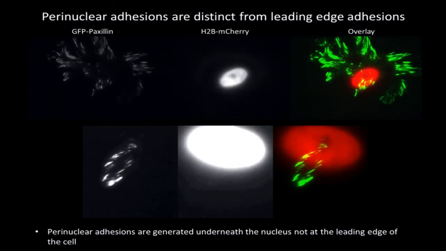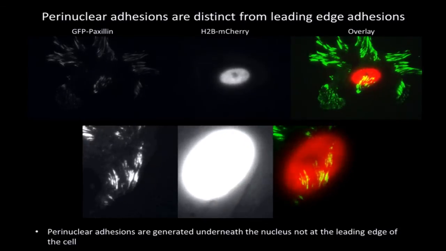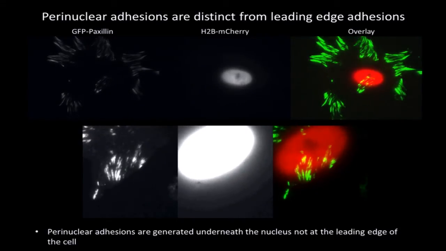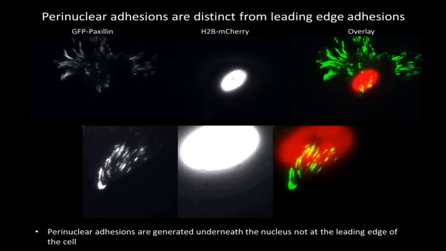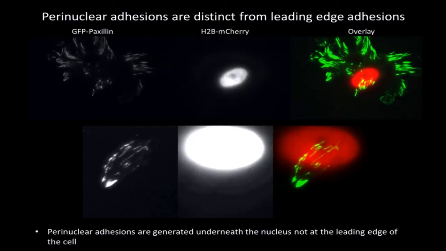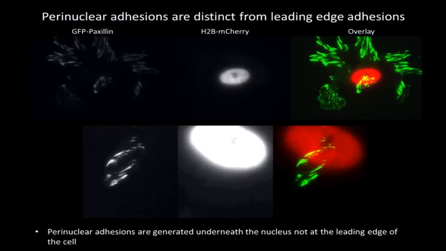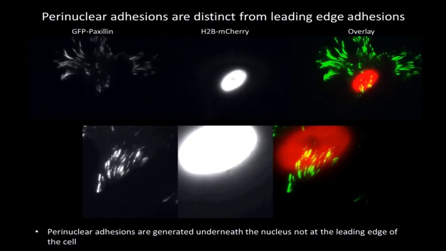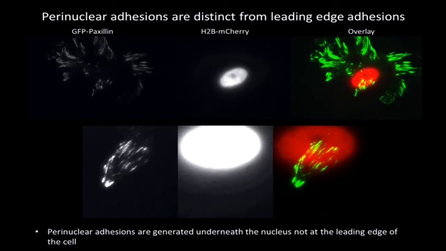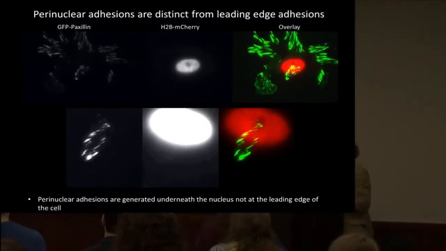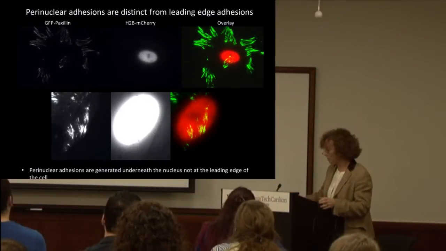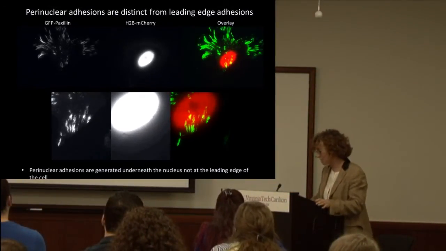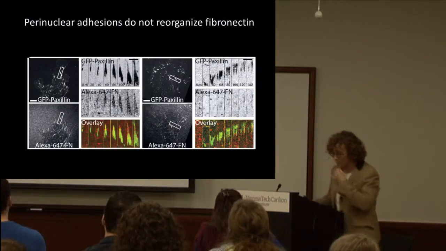These adhesions under the nucleus have nothing to do with the leading edge. They appear out of nowhere, and they sort of treadmill along with the nucleus. So they're born by a different mechanism. They have a different lifetime and dynamics than typical leading edge adhesions. So this is like a subset of actin adhesive structure that hasn't really been described, and it's not stuff going on at the leading edge.